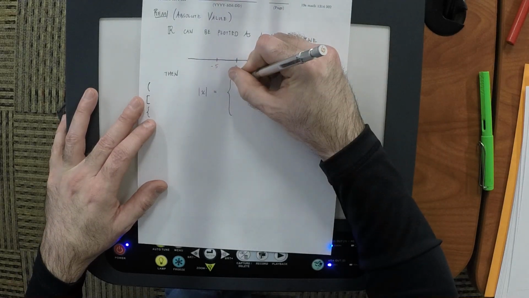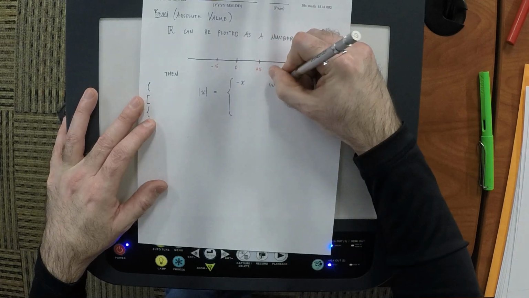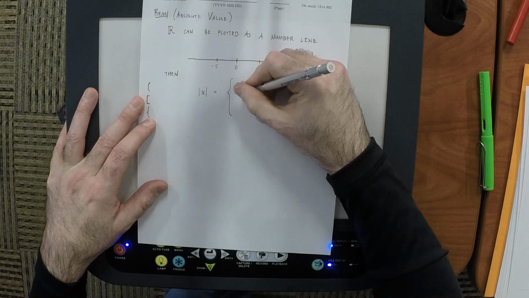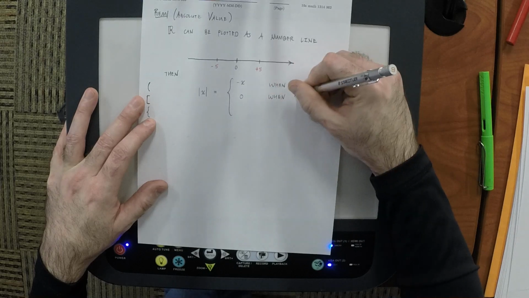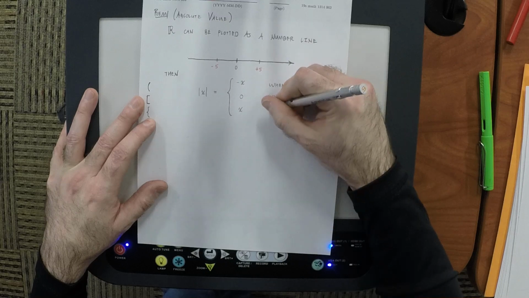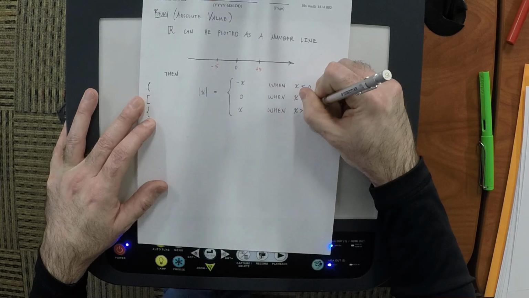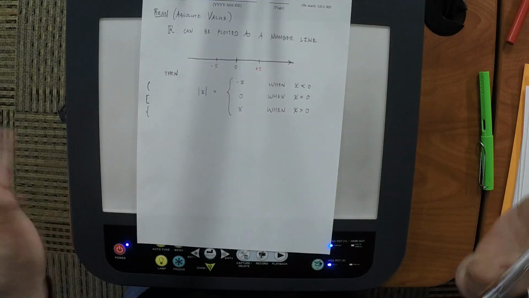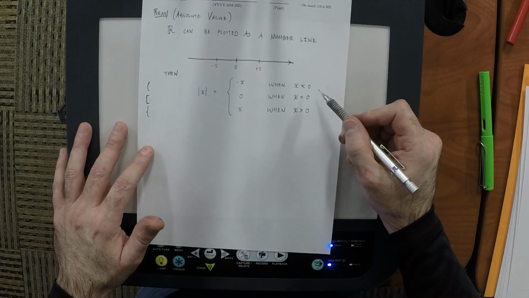So, the absolute value of x is negative x when x is negative. It is 0 when x is 0, and it is just regular old x when x is positive. So that's 3 different conditions. We're going to do one of 3 things, and the thing that we do depends on what was put in.